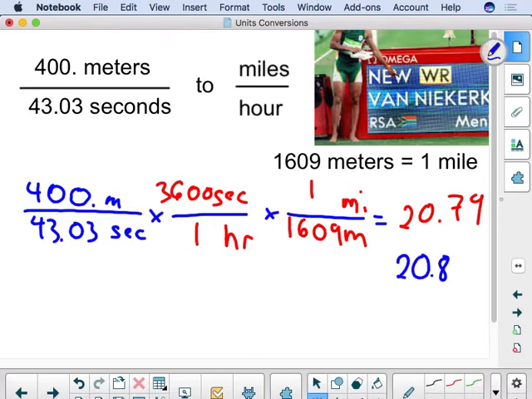I'll say 20.8 miles per hour, which is surprisingly not super fast sounding because we're so used to car speeds that 20 miles an hour doesn't sound that fast. None of us could even approximate this for 100 meters. Okay. Questions on this?